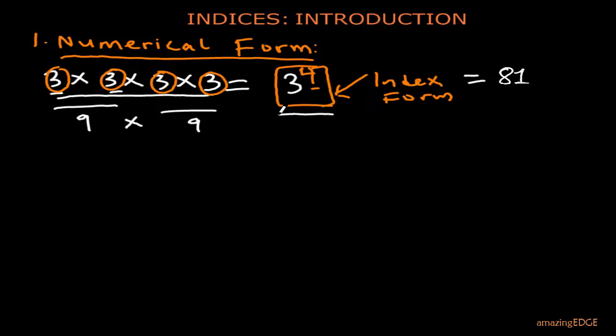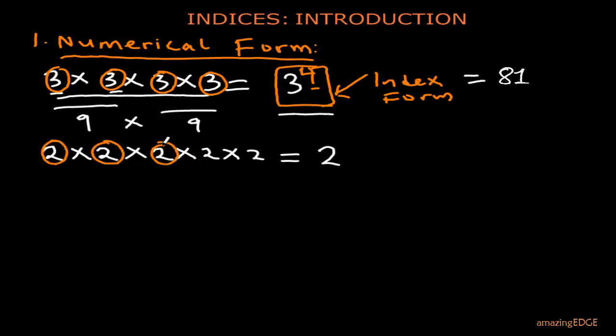We can look at another example. Supposing we have something like 2 times 2 times 2 times 2 times 2. Again, we can see that 2 is repeatedly multiplying itself. So we first of all write 2. Okay, we go back to count: 1, 2, 3, 4, 5. This means we have 5 twos. So this will be 2 raised to power 5.